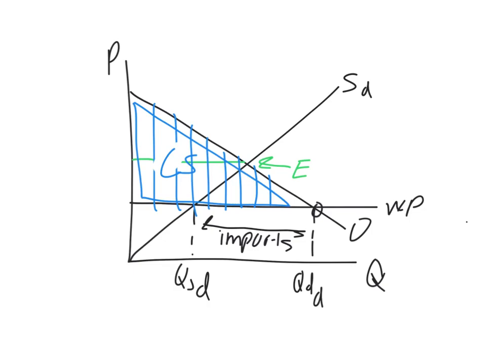Now, producer surplus would experience a significant decrease as the producers who are willing to sell for less than the world price are only here.